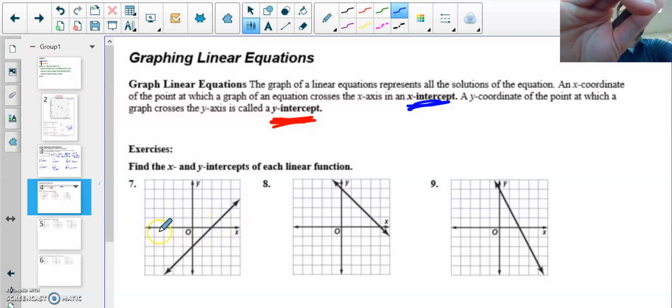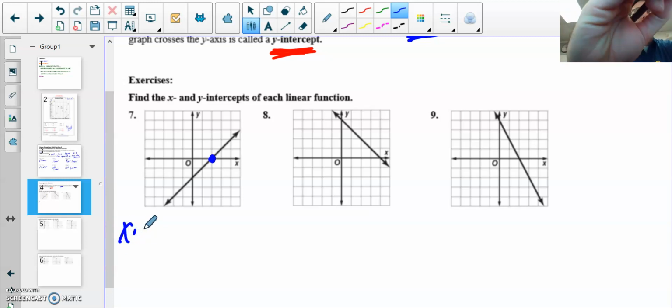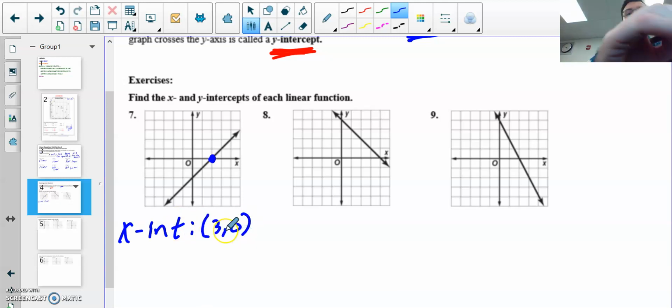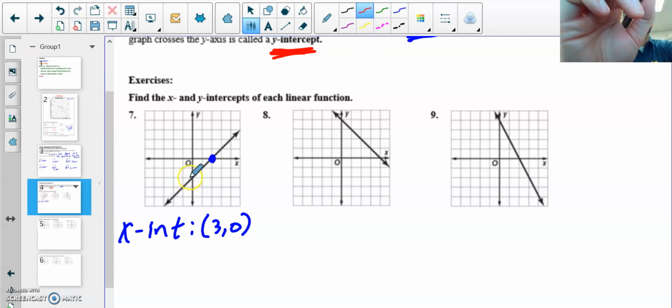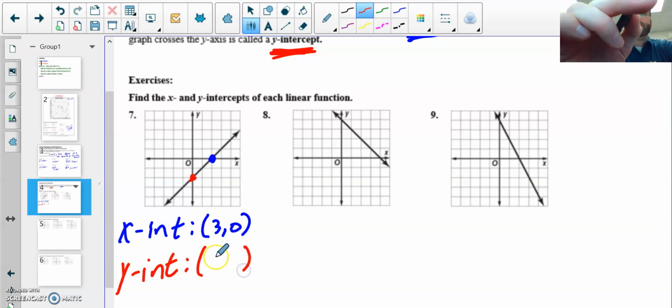Remember, this is our x-axis, this is our y-axis. The graph crosses the x-axis at that point. So my x-intercept, and we write that as x-int, I would write as an ordered pair, 3, 0. My y-intercept, where my function crosses the y-axis, is 0, -2. Notice how in my x-intercept, y is 0, and in my y-intercept, x is 0.